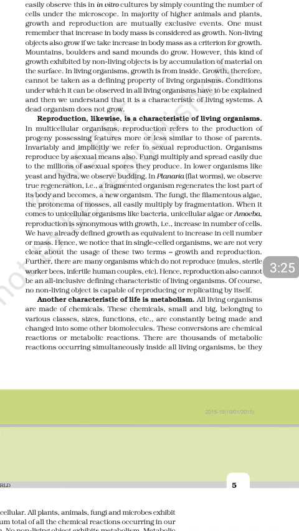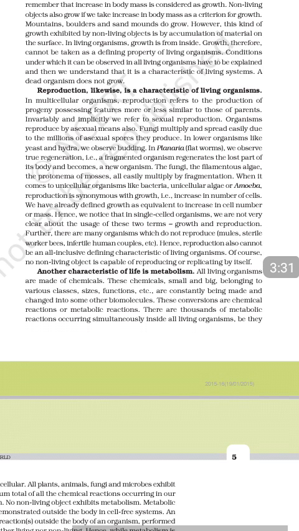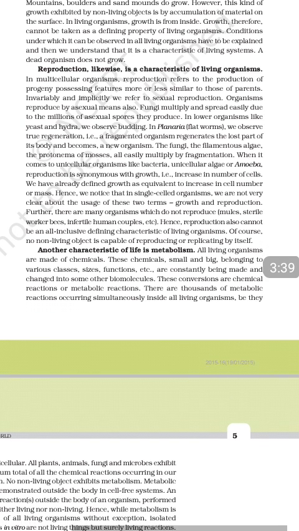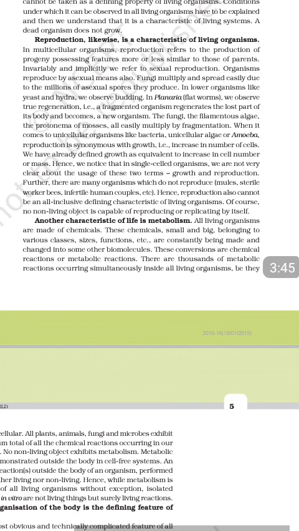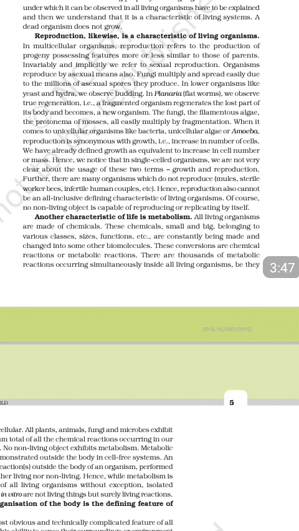When it comes to unicellular organisms like bacteria, unicellular algae or amoeba, reproduction is synonymous with growth, that is, increase in number of cells. We have already defined growth as equivalent to increase in cell number or mass. Hence, in single celled organisms, we are not very clear about the usage of these two terms, growth and reproduction. Further, there are many organisms which do not reproduce.